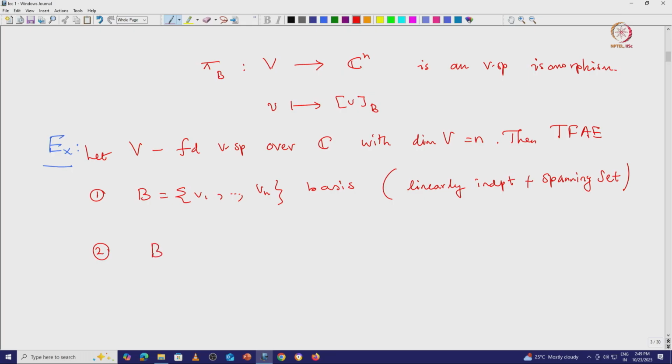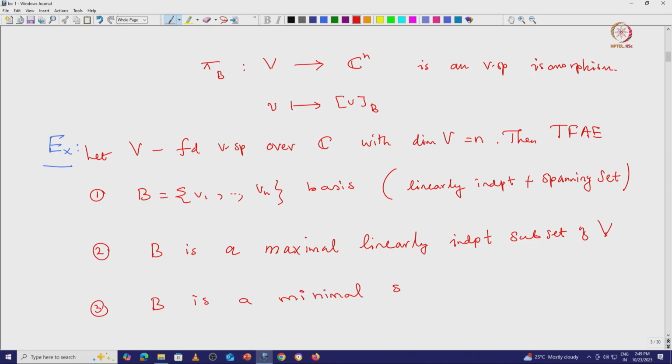So, B is a maximal linearly independent subset of V. The third equivalent definition: B is also a minimal spanning subset of V.